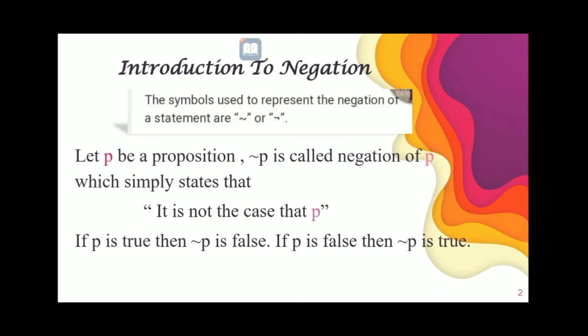It looks like a bent L next to the letter P. So the negation of P simply states that it is not the case that P. If P is true, then the negation of P is false. If P is false, then the negation of P is true. The basic idea here is like when our parents scold us.